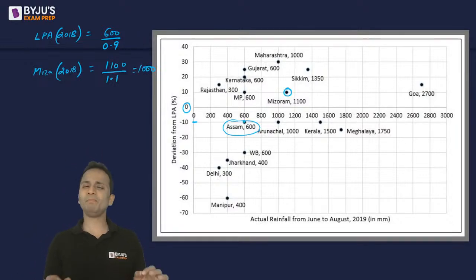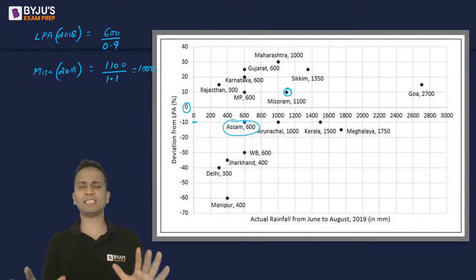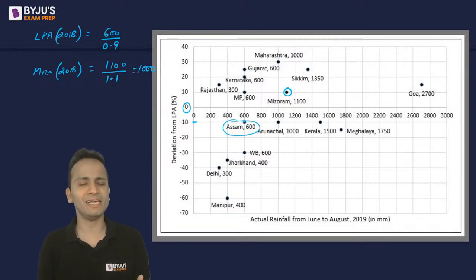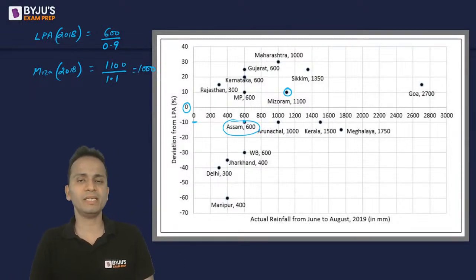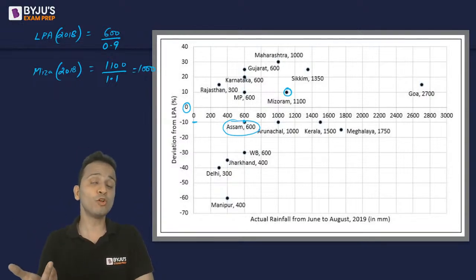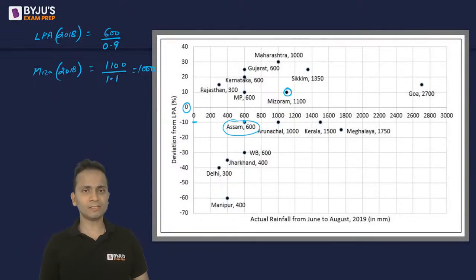ठीक है? Now LPA is long period average. That's it. This is what we know about LPA. इसके अलावा कुछ नहीं पता. ठीक है? LPA के बारे में इसके अलावा कुछ नहीं पता. We just know that LPA is a term whose full form is long period average. Right? Okay. So this is all about the data. Fine. Now let's look at the questions one by one.